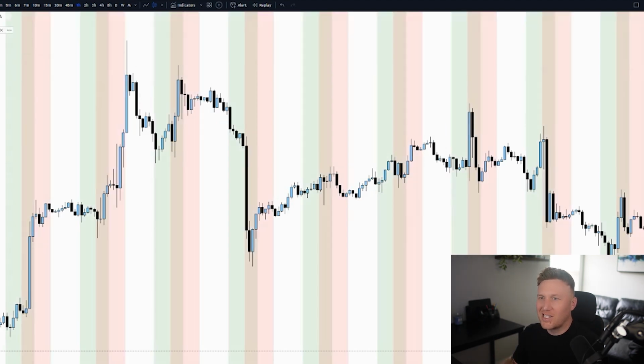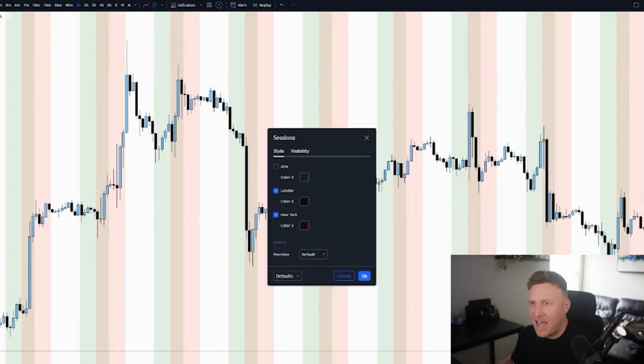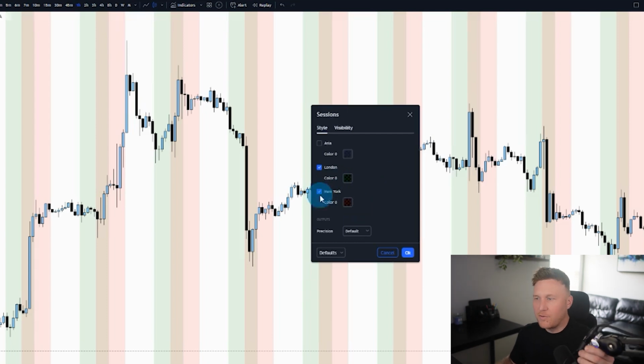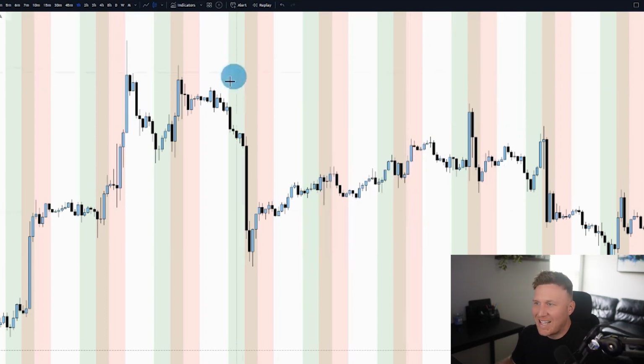Now yours might look slightly different than mine. That's just because of the color settings that I have. But if you want yours to look exactly like mine, here are the settings. I have Asia session unchecked. I have London as a green background and I have New York also checked with a red background. If you have these settings, it will look exactly like what you're seeing on my chart.